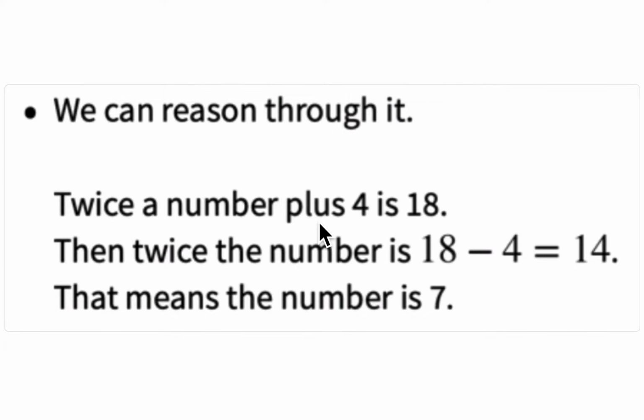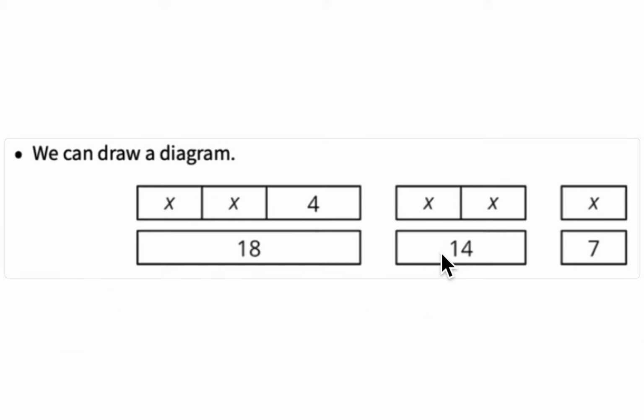So you have twice a number plus 4 is 18. So then twice that number is 18 minus 4. You have to subtract that 4 from the 18 to get to the number that's doubled. Once you're there, that's equal to 14. Then you just take half of that, and that's the number. So half of 14 is 7. 2 times 7 is 14, plus 4 equals 18.